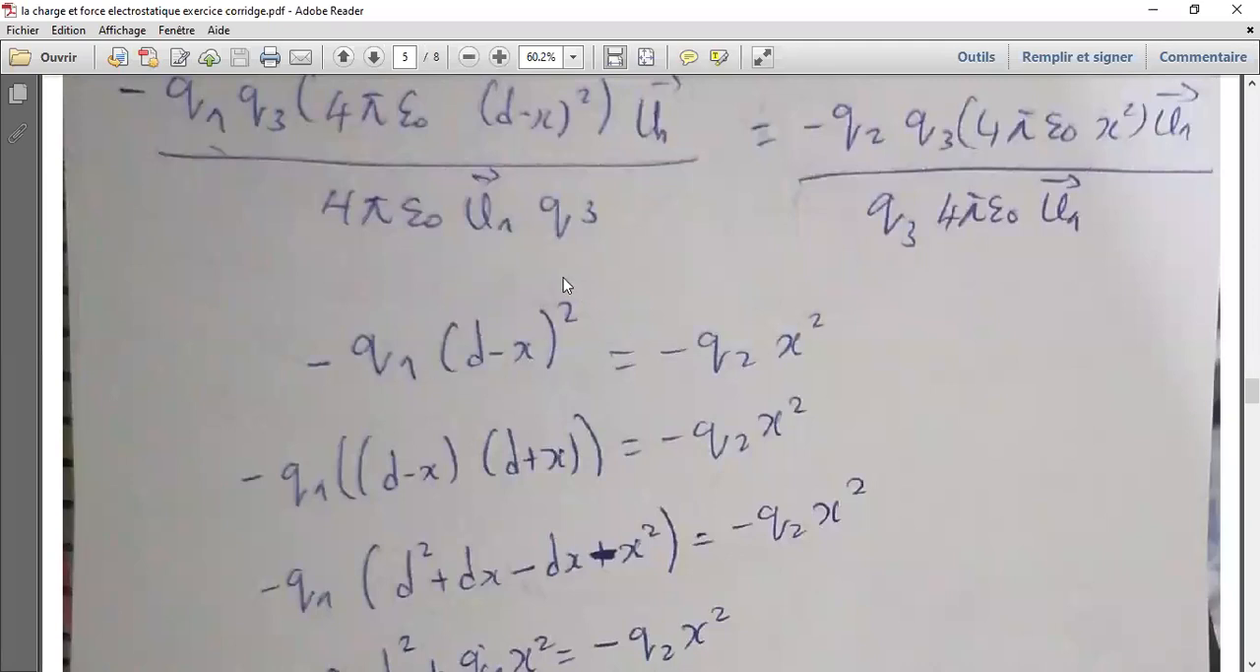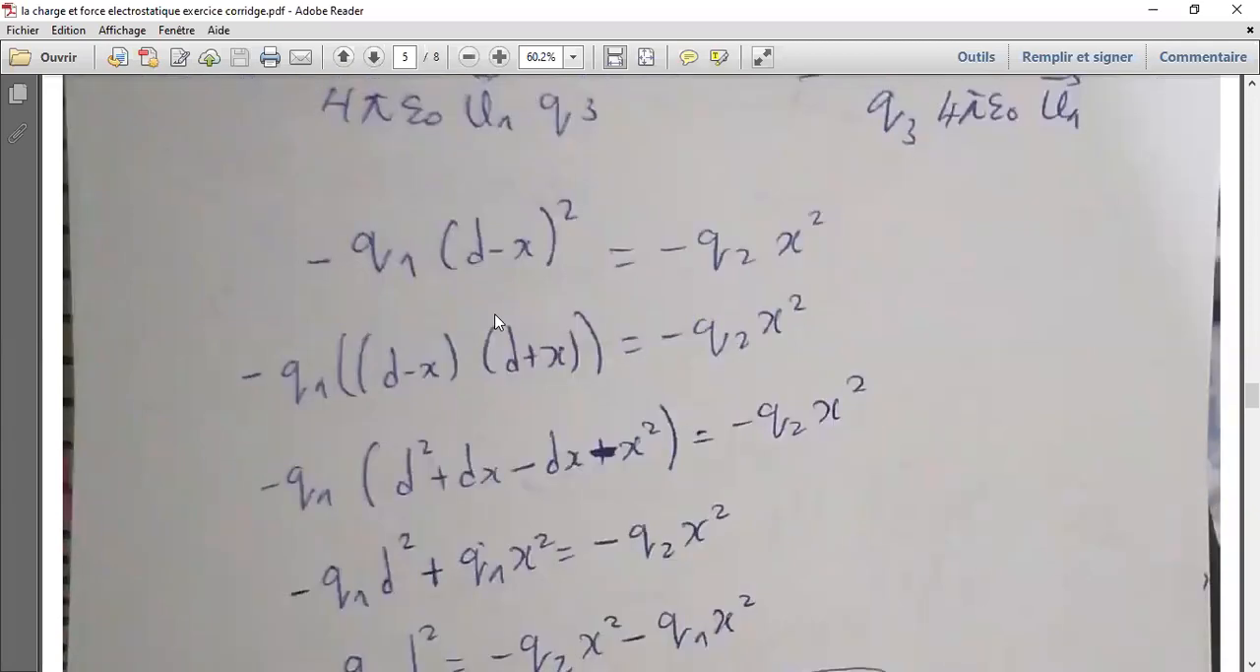Then from there, I expand this one, d minus x. After expanding, I'll have something like d squared plus dx minus dx minus x squared, where plus dx minus dx will give you 0. So you just have d squared minus x squared. If I multiply with Q1, it will be negative Q1 d squared plus Q1 x squared is equal to negative Q2 x squared.